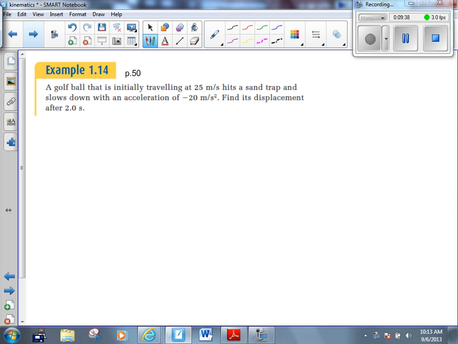All right. Let's try another one. Lots of examples on this stuff because it's a pretty important topic here. So there's a golf ball that's initially traveling at 25 meters per second, hits a sand trap, and slows down with a rate of acceleration of 20 meters per second squared. What's its displacement after 2 seconds of slowing down?